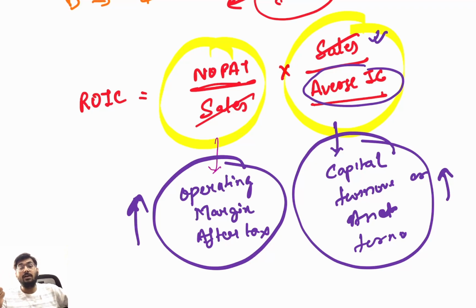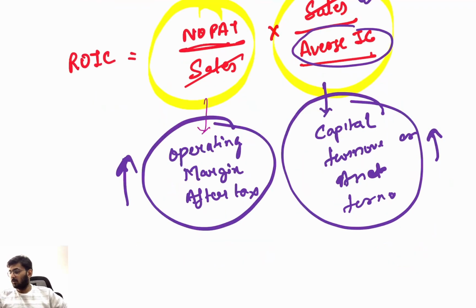If the investors' required rate of return is 10%, but I am generating 12%, that means what? This is a very good investment. Clear? And I am adding value to the shareholders' wealth. Clear?